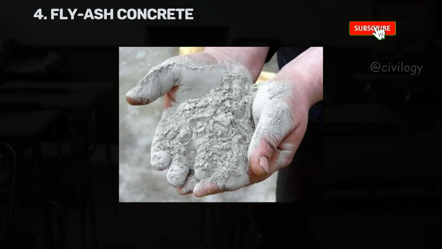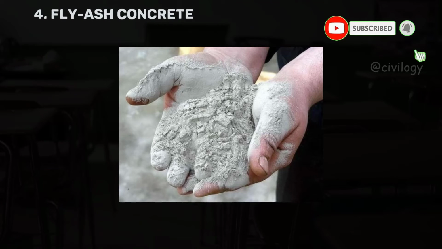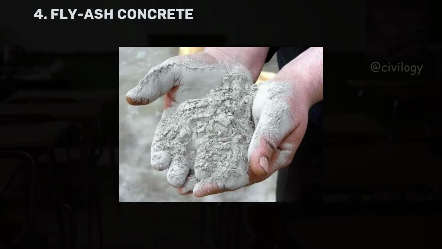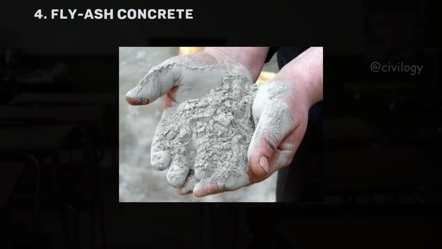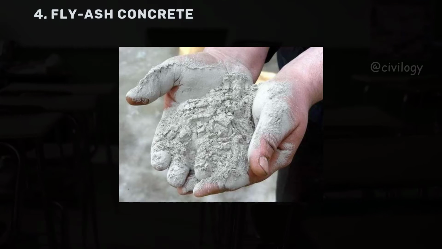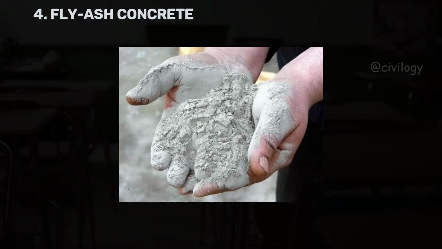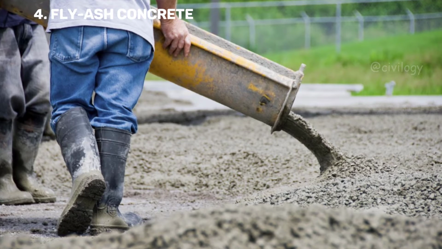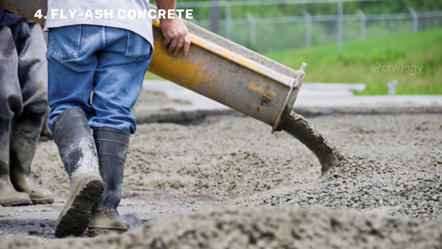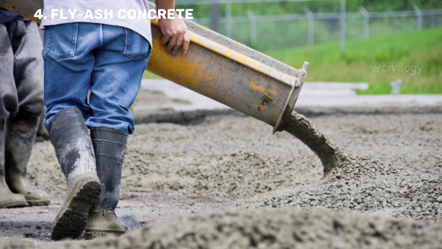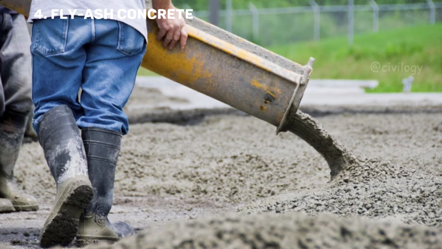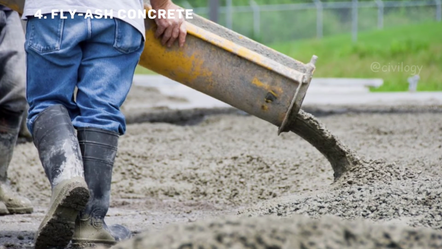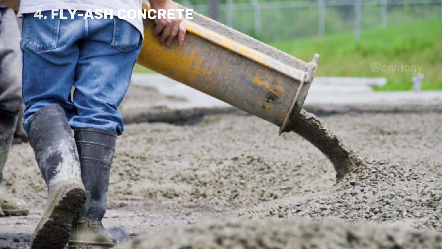Next, fly ash concrete. Concrete using fly ash is called fly ash concrete. Fly ash is obtained from coals. Fly ash can be used to replace fine aggregate or cement or to replace partially both. Up to 30% replacement of fine aggregate and 20% replacement of cement have been reported or accepted. Fly ash improves workability in fresh concrete and durability and strength in hardened concrete. The particles of fly ash should be finer than the cement particles.